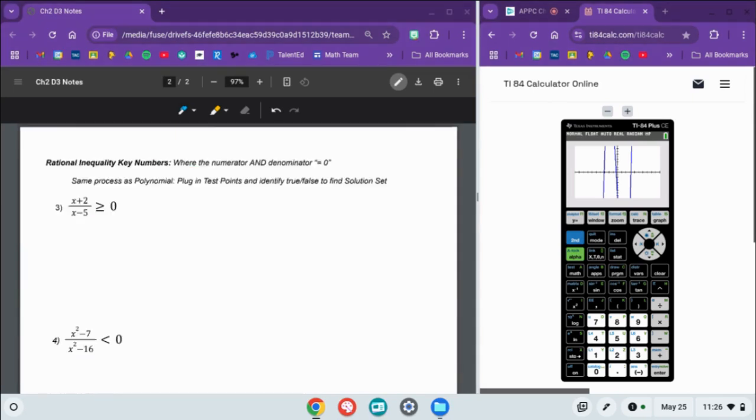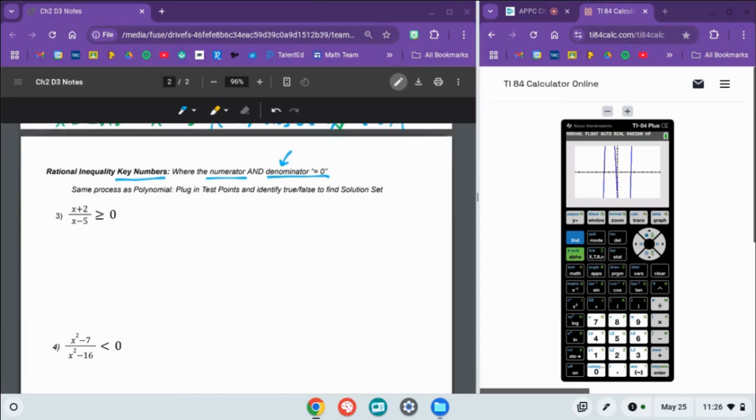It's basically the same process as polynomials. You're going to find test points, and you're going to identify true or false to decide if it's part of the solution set. The only thing is that our key numbers are not just where we have x-intercepts, but we're also going to find where the denominator equals 0. So not just where the numerator equals 0, but the denominator equals 0. Where your denominator equals 0 is where you would have a hole or an asymptote.